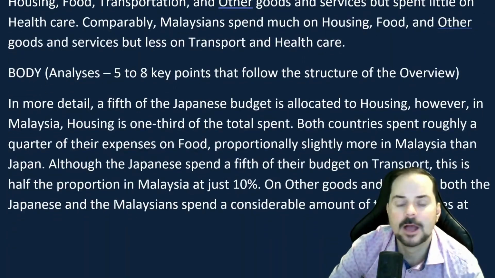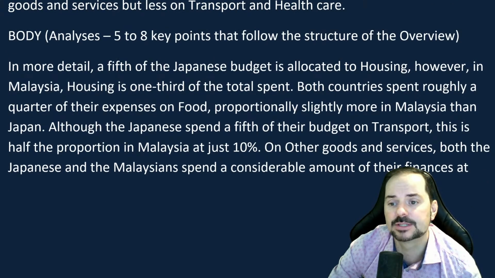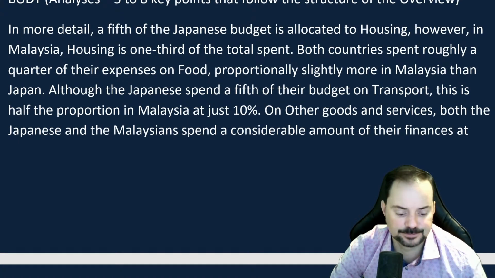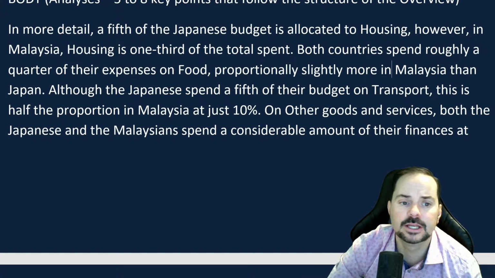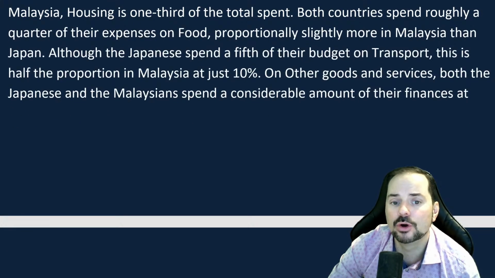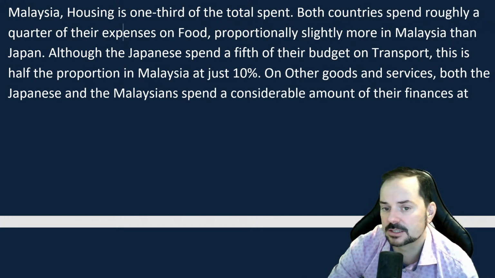So here we go. In more detail, a fifth of the Japanese budget is allocated to housing. However, in Malaysia, housing is 1/3 of the total spent. Both countries spend roughly 1/4 of their expenses on food, proportionally slightly more in Malaysia than Japan. Although the Japanese spend 1/5 of their budget on transport, this is half the proportion in Malaysia at just 10%.